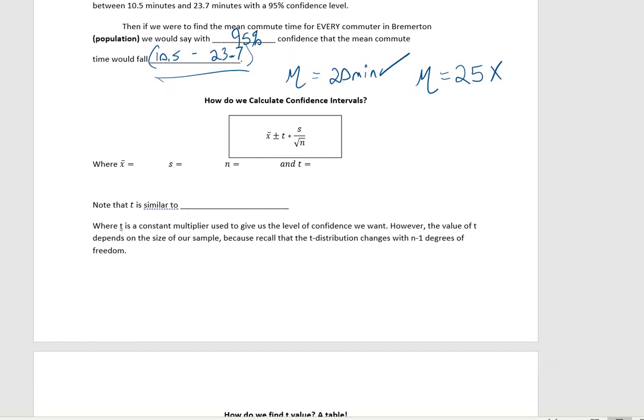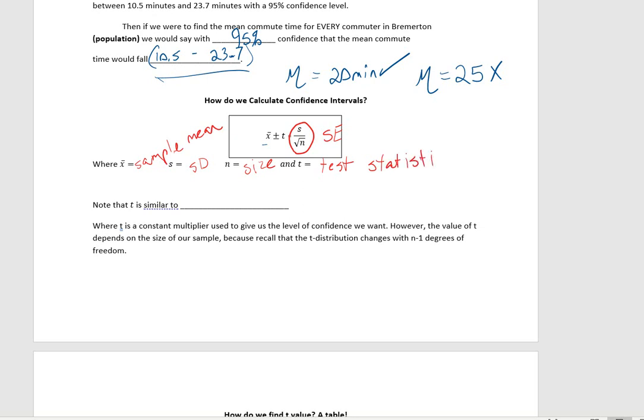So, how do we calculate the confidence interval? Well, you take your sample average, and you plus or minus t times s divided by the square root of n. Just a reminder, this is your standard error. So x bar is your sample mean, s is your sample standard deviation, n is the size of your sample, and now your question is probably, hey, what's t? Well, t is a test statistic.